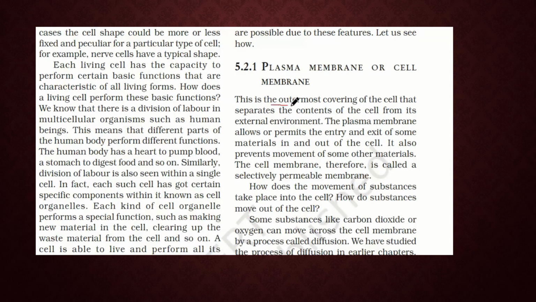This is the outermost covering of the cell, which separates the contents of the cell from the external environment. It is the outermost covering, just as you cover your classwork notebooks. It separates the inner content of the cell from the external environment. Now, what does the plasma membrane do? It permits the entry or exit of materials in and out of the cell.